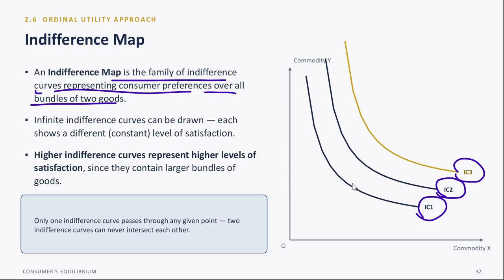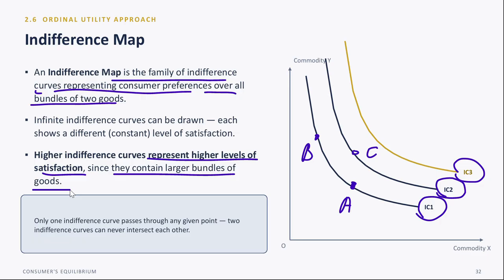So if I take any point on this indifference curve, A, and here B and here C, my point A and B is going to fetch me the same satisfaction because it lies on the same indifference curve, whereas point C lies on a higher indifference curve, that is, it is going to give me more satisfaction. Higher indifference curve represents higher levels of satisfaction since they contain larger bundles of goods.